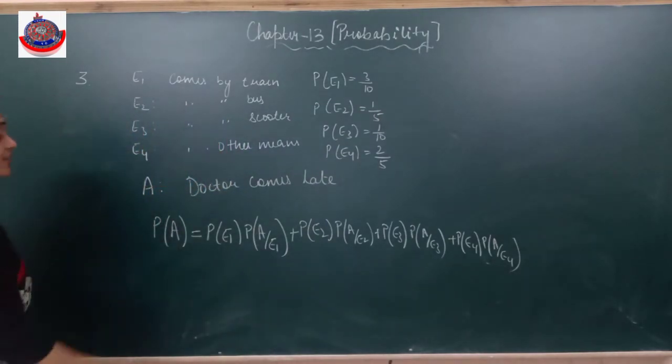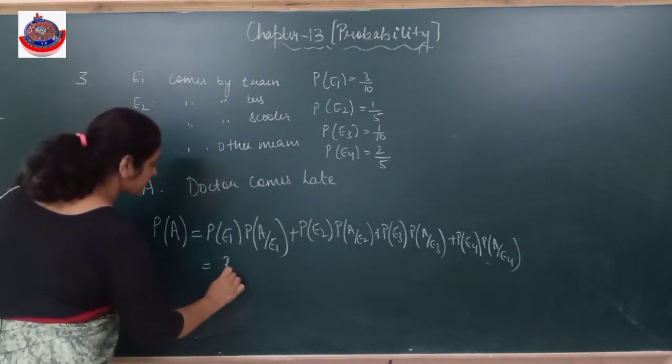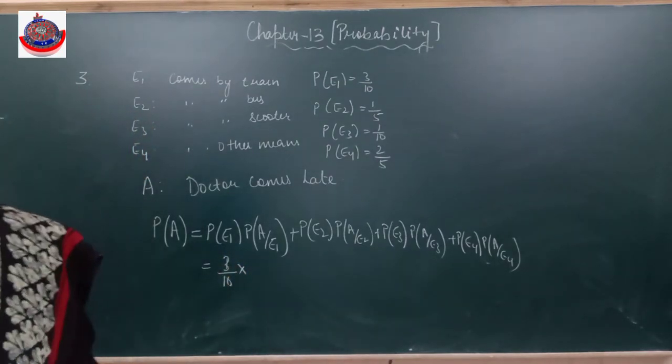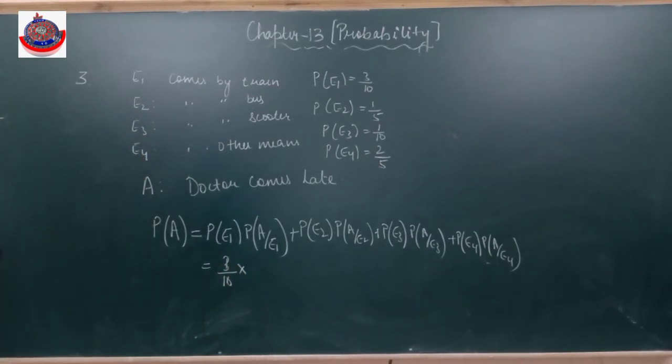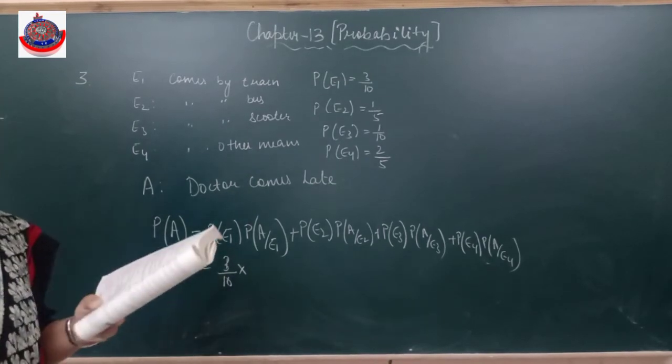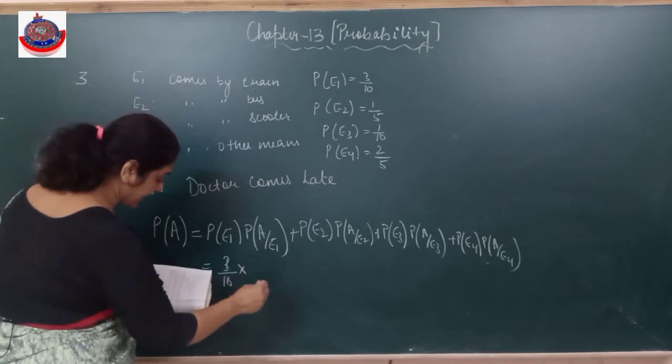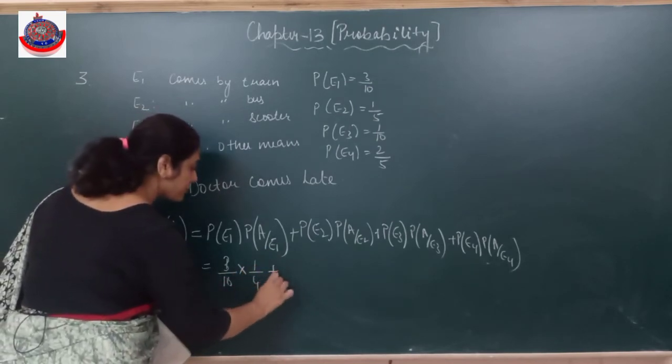The probability that he comes by train is 3 by 10. He is late: the probability that he is late is 1 by 4 when he comes by train. That means being late when he travels by train is given to be 1 by 4.